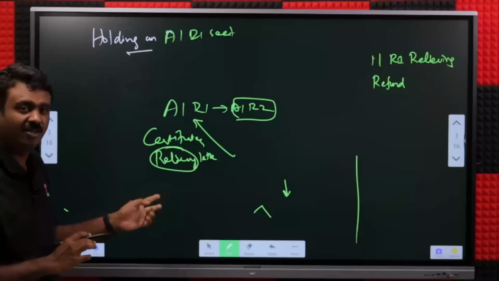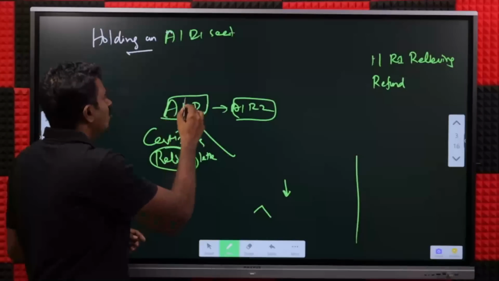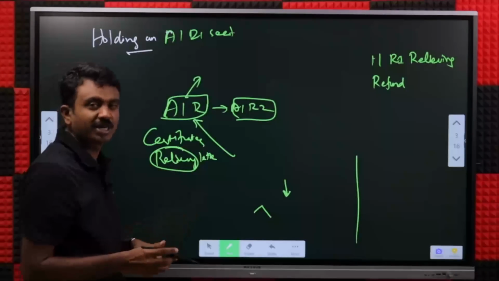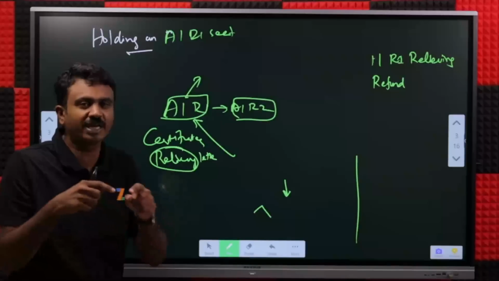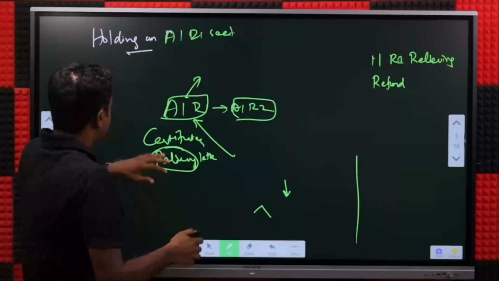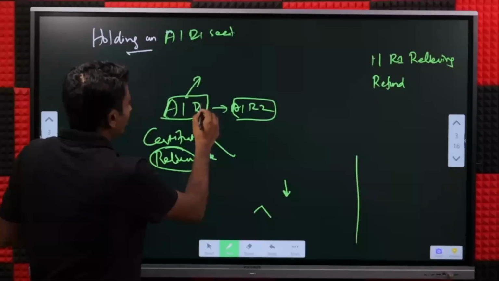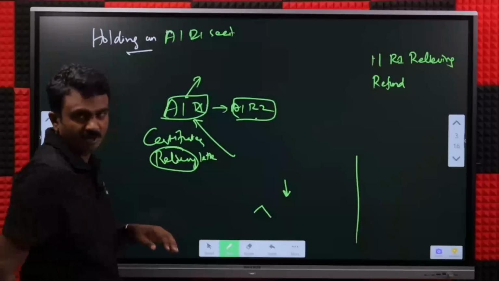Why is it called a relieving letter? You are not resigning. You have been relieved out of this institute. Currently, those who resigned, joined the institute, went voluntarily and resigned. In this scenario, you are relieved out of your All India Round 1 institute because you have got a better All India Round 2 institute.